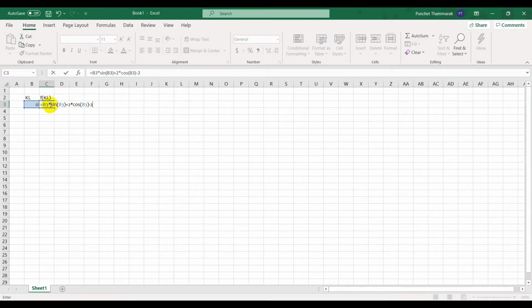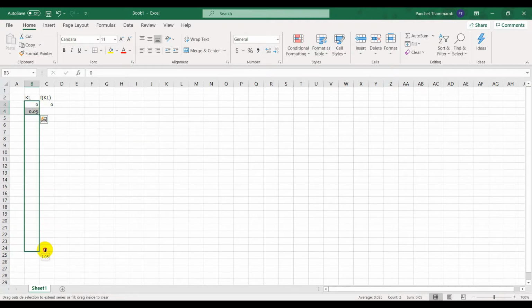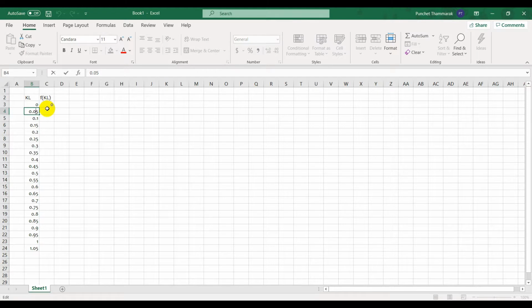So KL times sine KL plus 2 cosine KL, right? And then you move the minus 2 to that side. So the whole thing was supposed to be 0. You get 0 when the KL is 0. And then you increase the value of KL to be something incremental like this. Well, maybe it's a little too big. 0.25, okay.